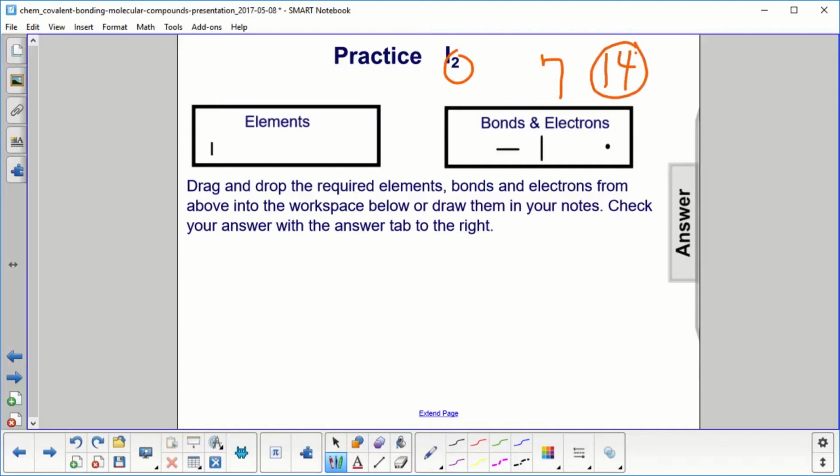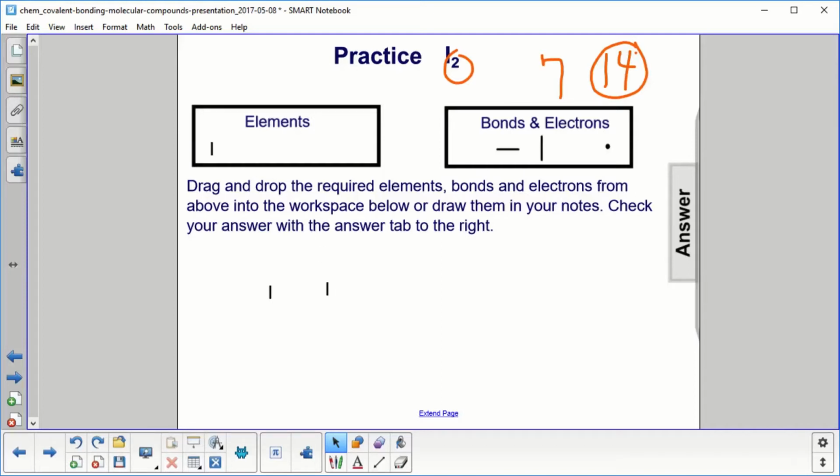Step 2. You put the atom with the lowest electronegativity in the middle, but since they're both the same, we're going to go ahead and put them side by side. So look at this. See how we do that? Drag and drop the required elements, bonds, and electrons from these boxes, or you can draw them in your notes, and when we're done, we're going to check the answer tab to see how we did. So let's pull another iodine down here.